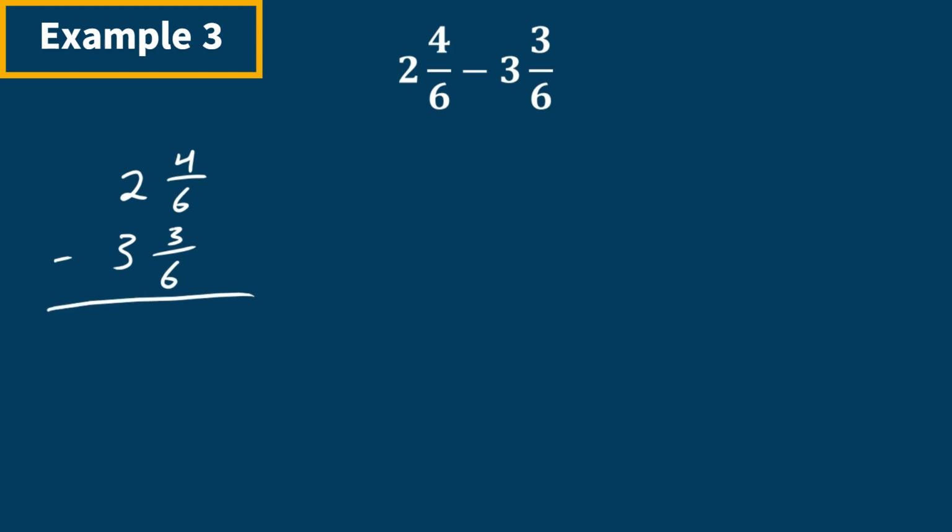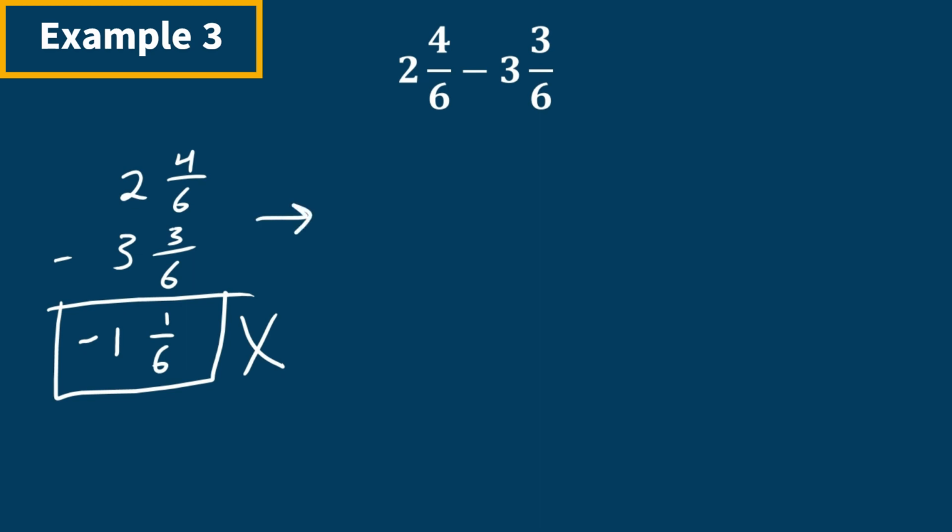Now you may be thinking we can go ahead and just subtract from here. So let's go ahead and do that. 4/6 minus 3/6 is going to give us 1/6. And 2 minus 3 is going to give us negative 1. Now, if you do this, the answer here is actually incorrect. And let me show you why.